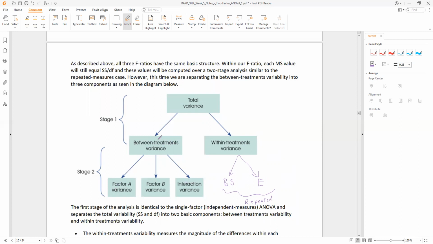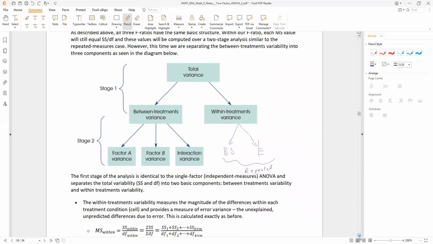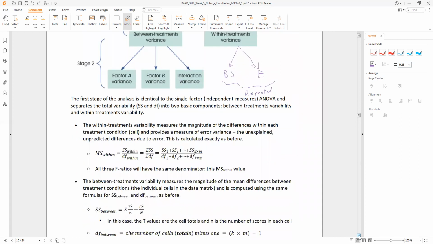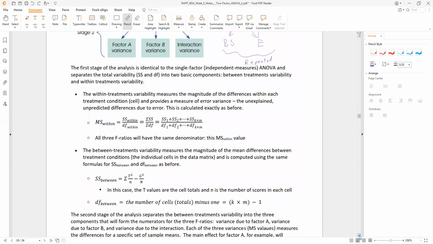We can say, hey, the four groups are performing differently. We see different aggression scores in those four groups. How much is due to gender? How much is due to violence levels? And how much is due to the interaction between those two variables? We can just split it all up. Okay? And so that is what we're going to do. All right, and so we're going to start with our basic between versus within, and then we're just going to split the between into these three different pieces.